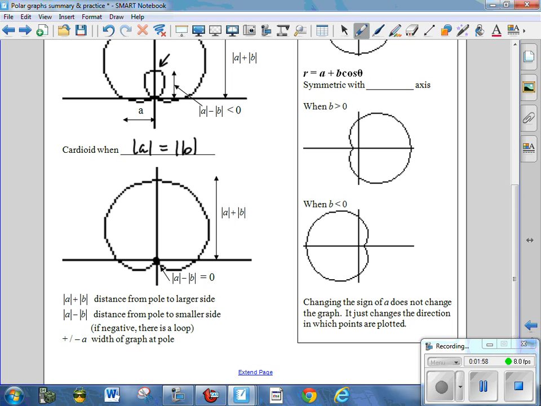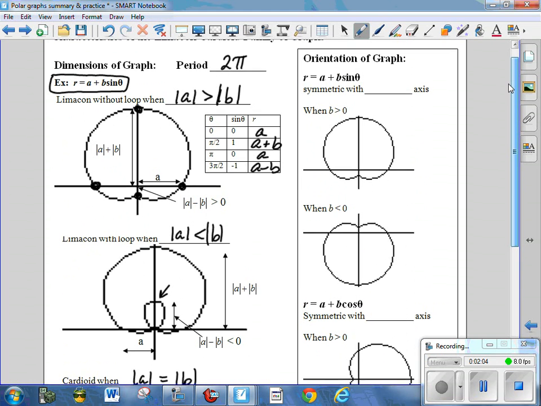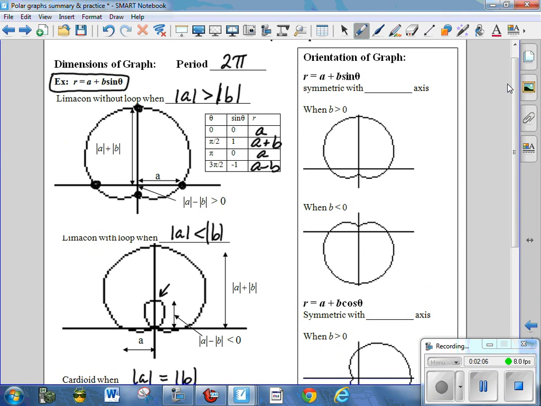So at the bottom, you'll see a little summary of those things. Now that's just for sine, when the bulk of the graph is above the horizontal axis. So what about the other 3 situations, or all 4 situations here?